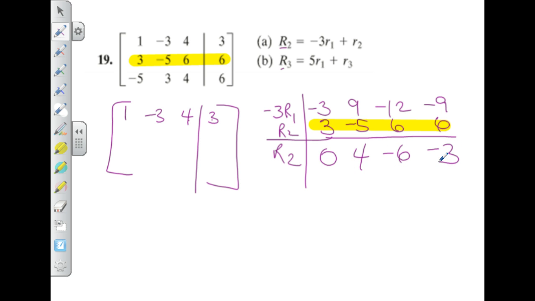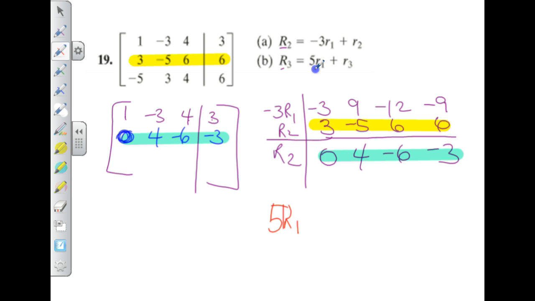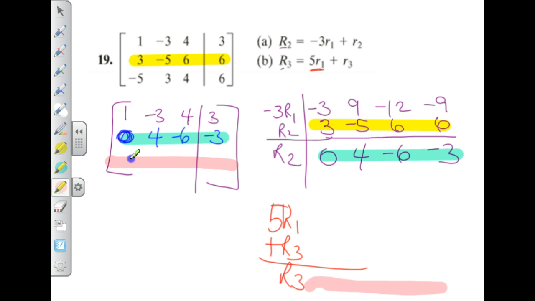And I'll replace that with my new row 2. So 0, 4, negative 6, negative 3, and it's nice that they have a 0 there. Again, working closer and closer to the identity matrix. So if I take 5 times row 1, which is what the definition says, and then add that to row 3, I should have a new row 3, which I want to write. This new row 3, whatever that answer is, goes right here.